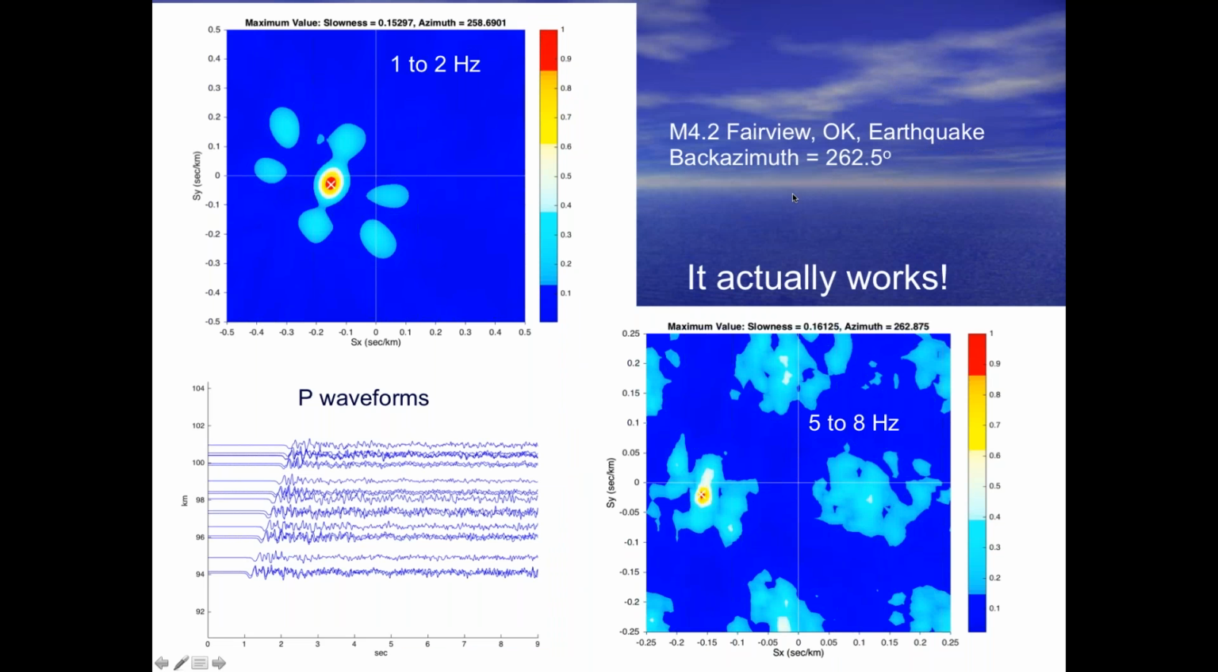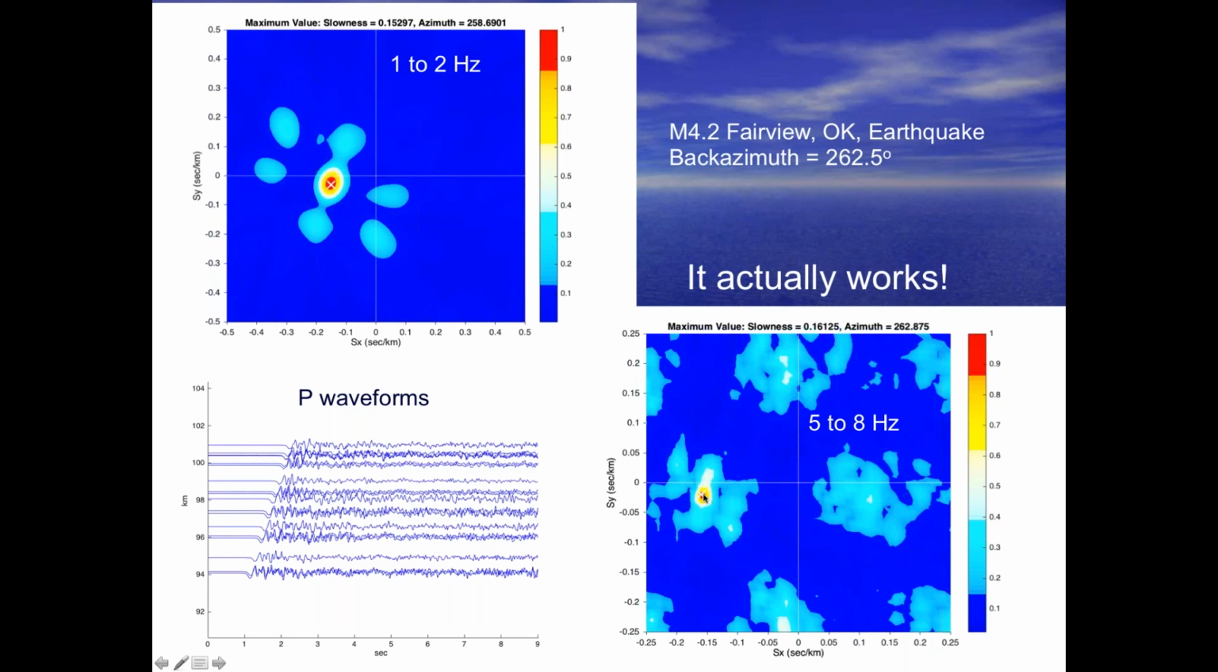So I took P-wave data from the magnitude 4.2 Fairview, Oklahoma earthquake that occurred in July last year. And here is the 1 to 2 hertz broadband slowness plot. The actual back azimuth of the earthquake is 262.5 degrees. And with the 1 to 2 hertz band, we see it's pretty close, 258 degrees.